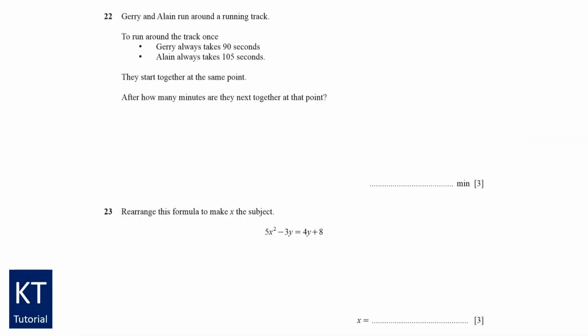Question 22. Jerry and Alan run around a running track. To run around the track once, Jerry always takes 90 seconds. Alan always takes 105 seconds. They start together at the same point. After how many minutes are they next together at that point? This is one such question where the answer is the lowest common multiple.